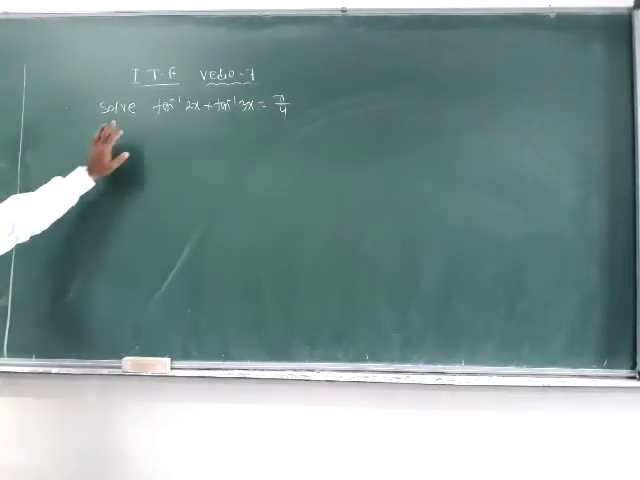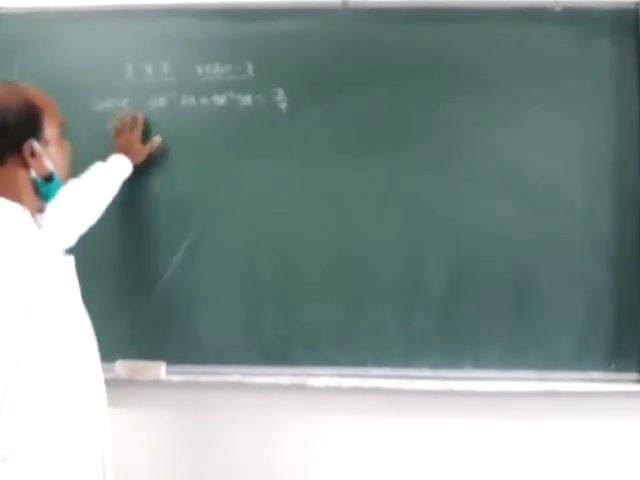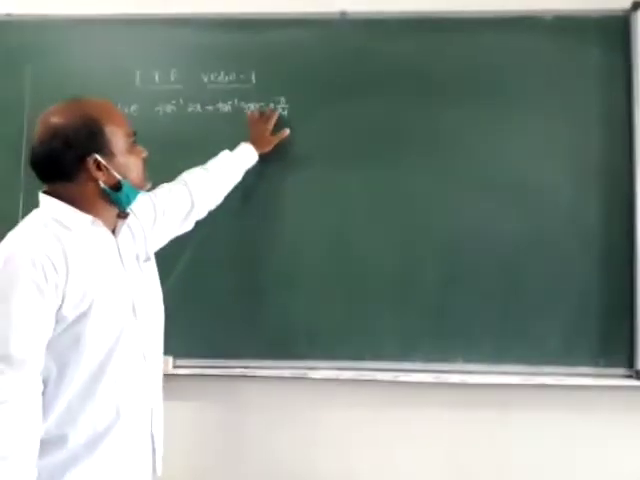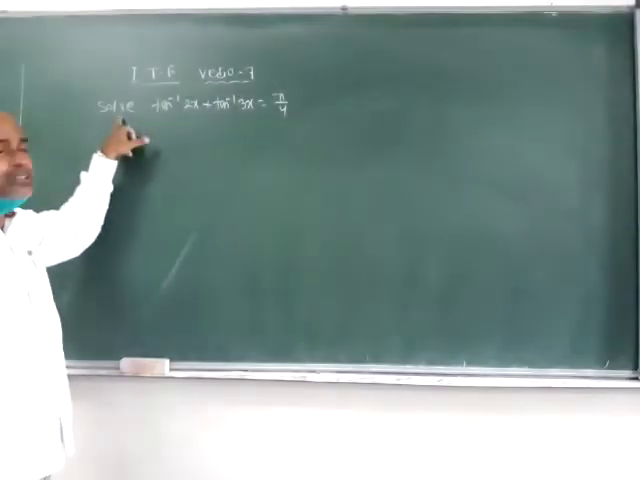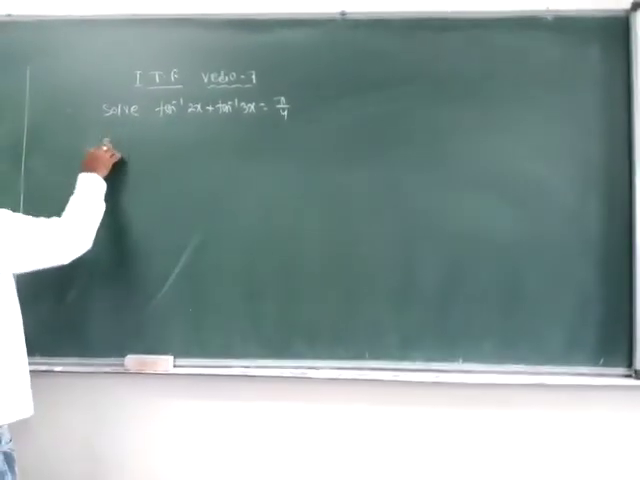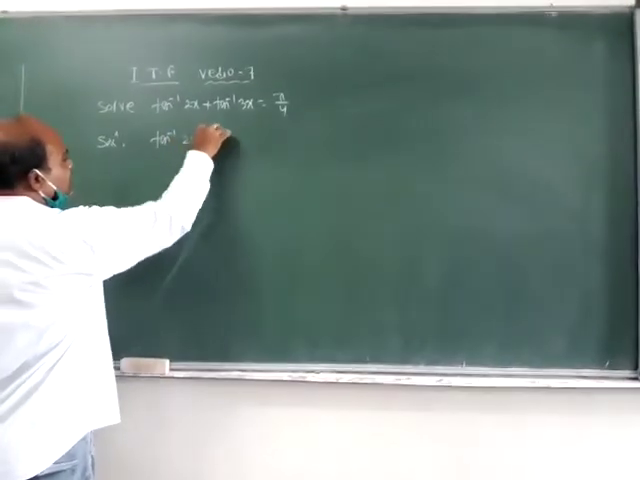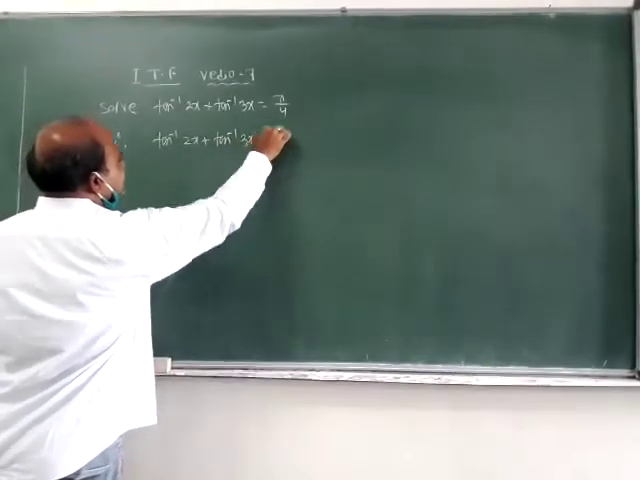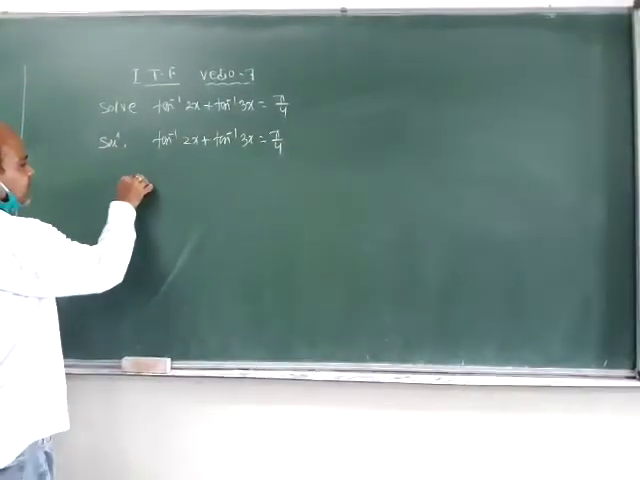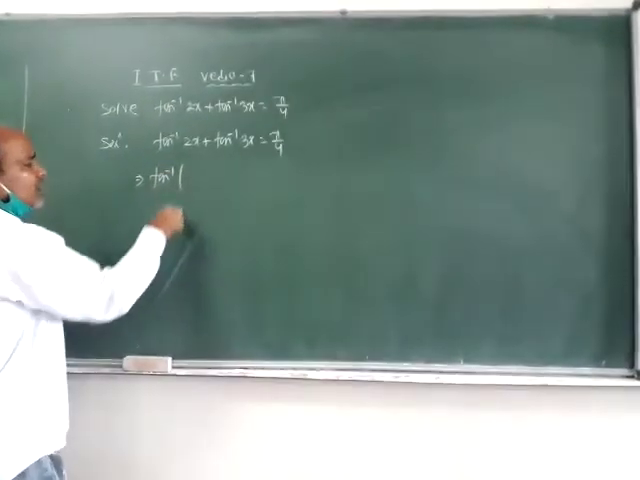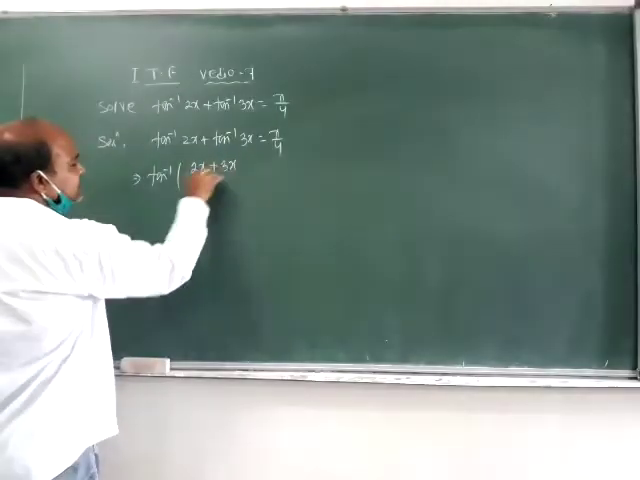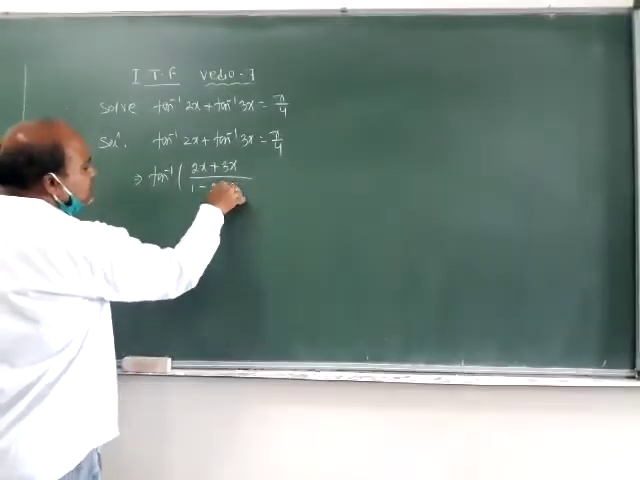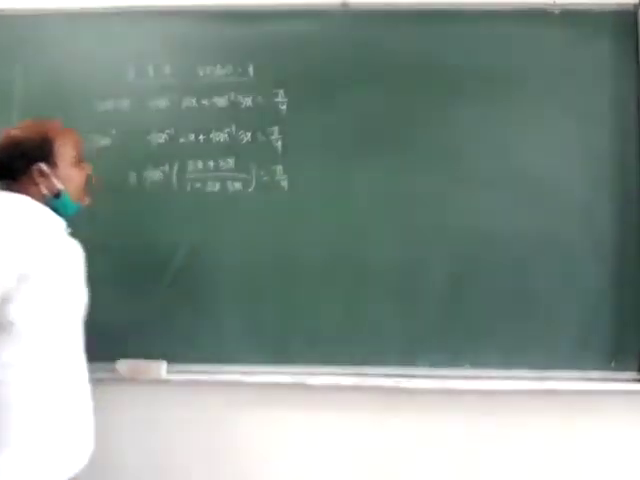Okay. Now you see the question. Solve tan inverse 2x plus tan inverse 3x is equal to pi by 4. The meaning of solve is find the value of x. You understand? So now same condition. See that the solution is, we have the condition tan inverse 2x plus tan inverse 3x is equal to pi by 4. That implies tan inverse x plus tan inverse y formula. So tan inverse of 2x plus 3x upon 1 minus 2x into 3x is equal to pi by 4.